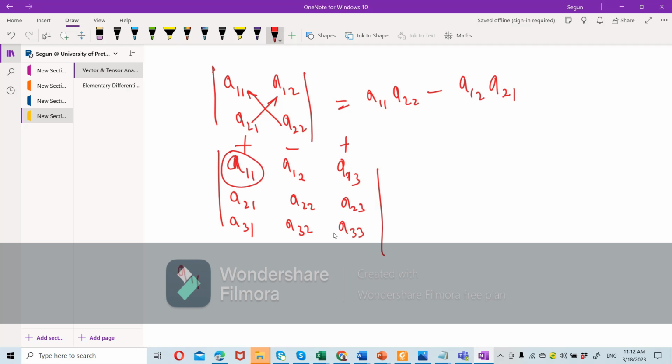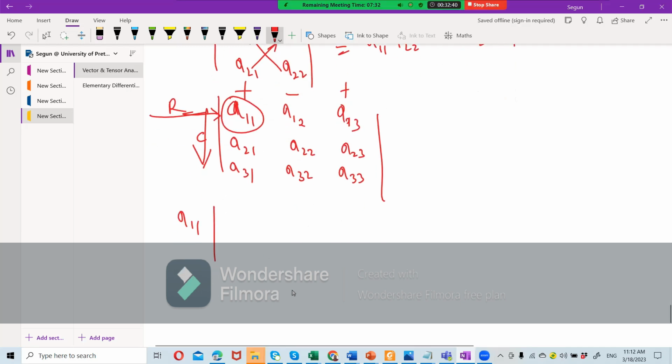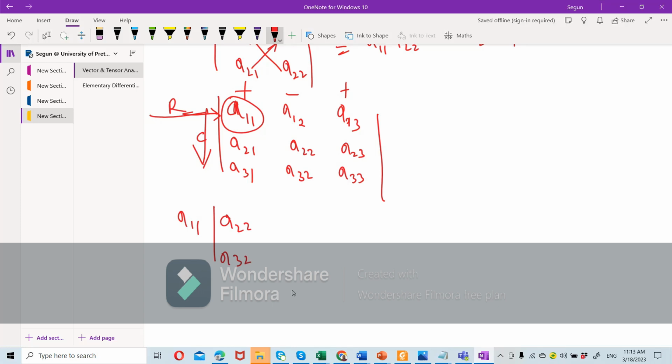I'll say A11 now. This is the column, this is the row. So the column and row that A11 belongs to will be cancelled. If A11 belongs to the first column and the first row, they are cancelled. The remaining ones will be A22, A32, A23, A33. In case this thing can log out, please quickly log in.